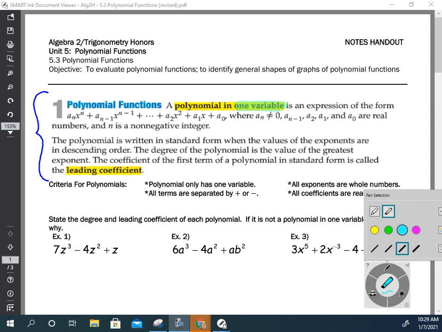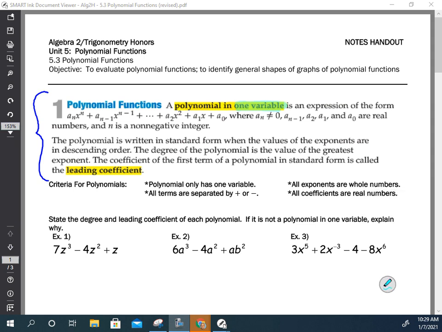Key things that you need to know. Polynomials always have to be in standard form. What is standard form? When the exponents are in descending order. So that means your polynomial starts with the biggest exponent and then works its way down. So your polynomial should always be in standard form.